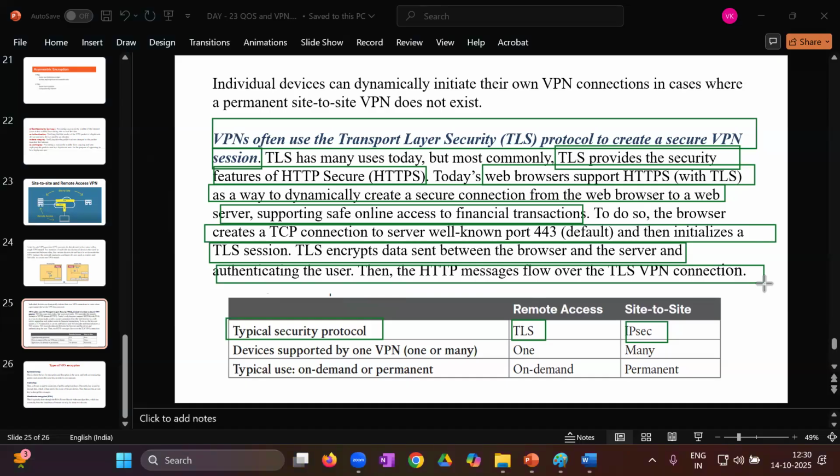So in the case of remote access, what does it support? Transport Layer Security. Whereas in the case of site-to-site, it supports IPsec. Right? See what it says about devices supported by one VPN or many. With remote access, only one device will be supported. With site-to-site, many devices will be supported. Now, remote access is on demand when a user is trying to access, whereas site-to-site is permanently created. These are the differences between remote access and site-to-site VPN.